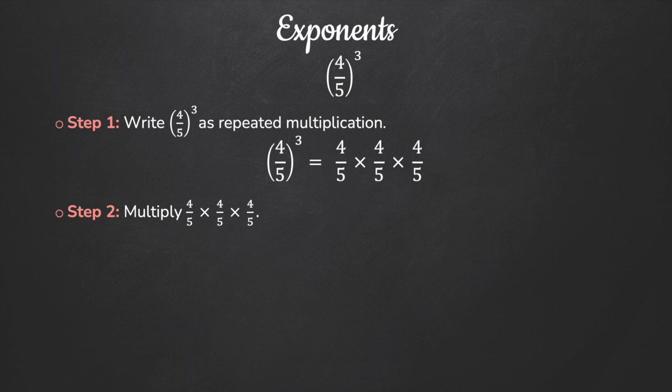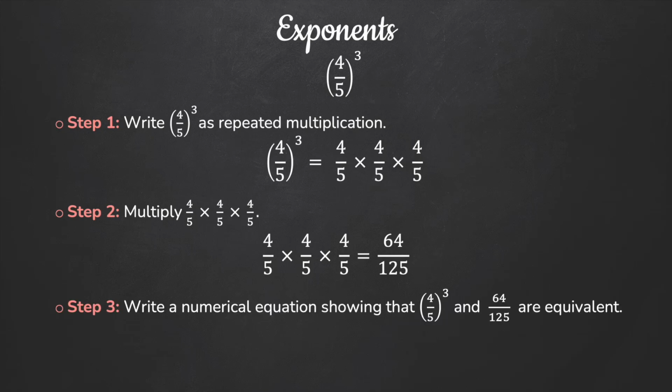When we're multiplying with fractions, we're going to have to multiply all our numerators to get our new numerator, and then all our denominators to get our new denominator. So, in this case, we're going to go ahead and multiply our numerators. So 4 times 4 times 4 is equal to 64. And then we're going to multiply our denominators. So 5 times 5 times 5 is equal to 125.